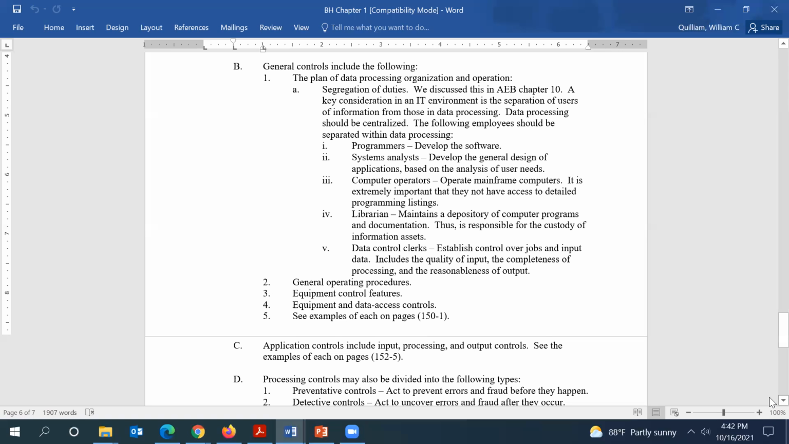Then library. Maintains a depository of computer programs and documentation. Thus, is responsible for the custody of information assets. Then data control clerks. They establish control over jobs and input data. And that includes the quality of the input, the completeness of processing, and the reasonableness of output. They're in charge of looking over all that good stuff.